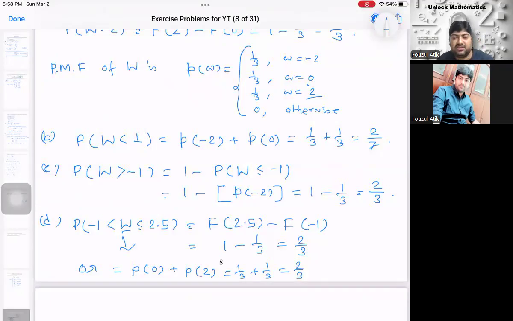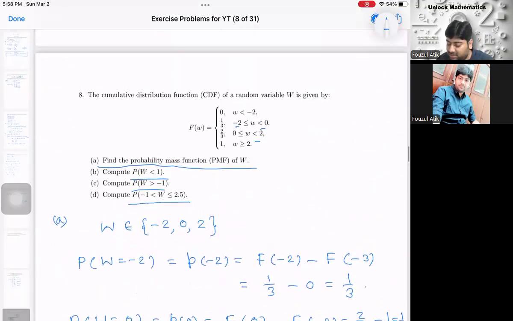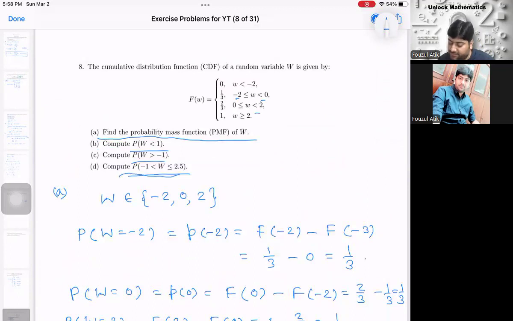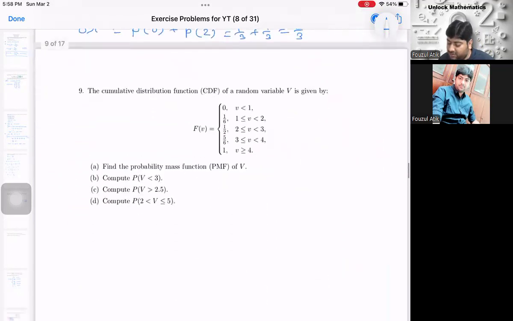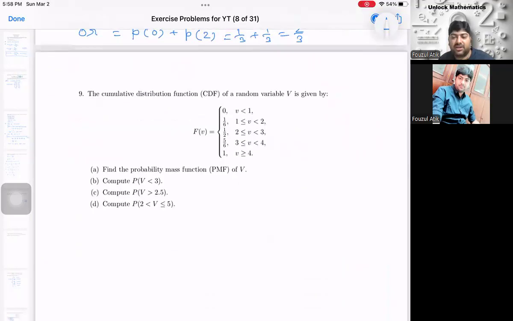Right? So this is again an easy problem, but you look into it: the cumulative distribution function is given, find the PMF. In previous problems the PMF was given, find the CDF. And after that, B, C, and D are just simple things. The same way one can solve question number 9. I'm not going to give you the solutions. It is your job. Just do it in the same way and check with some of your friends whether your answer is correct or not. Okay, we'll come back in the next video. Thank you very much.